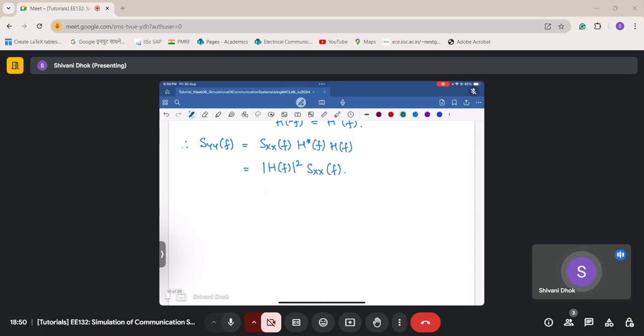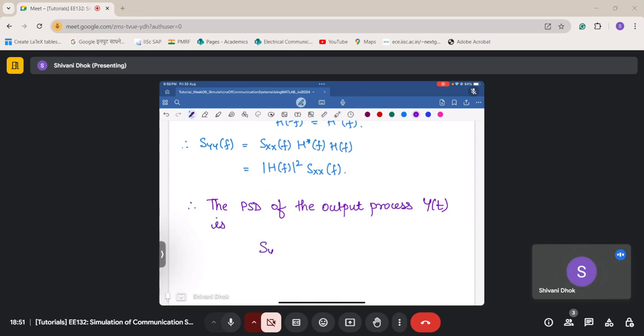So therefore what we have obtained is the PSD of the output process y(t): Syy of f is equal to magnitude of H of f squared into Sxx of f. Is it clear? Any questions? So this is the final answer that we have.